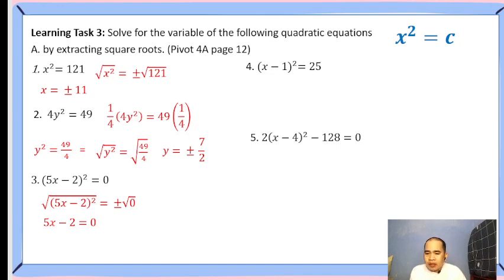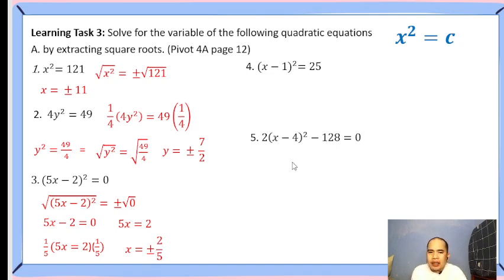So, para makuha natin yung values ng x, i-transpose natin po ang constant. So magiging 5x equals to 2. Then para makuha si x, i-multiply lang natin by 1/5, ang reciprocal ng 5. So, meron na tayong 5x is equal to 2. Ito yung kanina. Transpose natin. Then, multiply natin sa 1 over 5 both sides. So, we have x is equal to 2 over 5. Positive and negative. Dalawa po yung ating values of x dito.